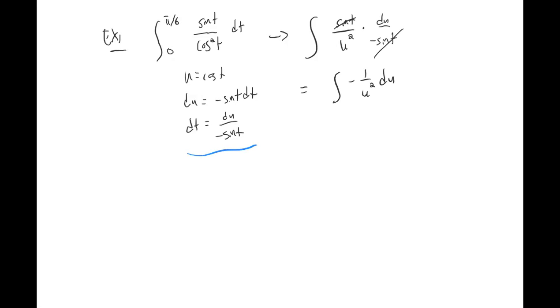Okay, so what are the bounds now? So when t is 0, what is u? Look right here. When t is 0, what is u? Good. Cosine of 0 is 1, right? Okay. So when t is pi over 6, what is u? Forgot your trick? Yeah, root 3 over 2, right?